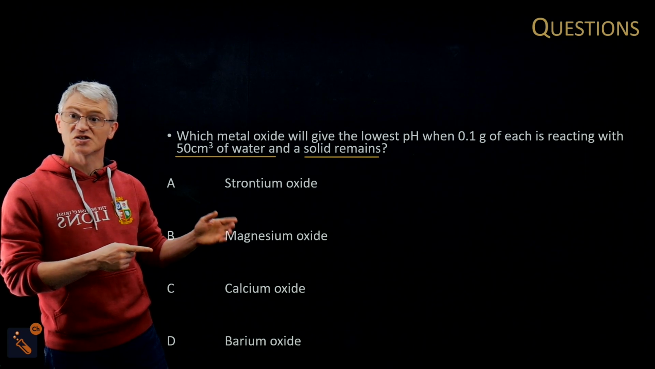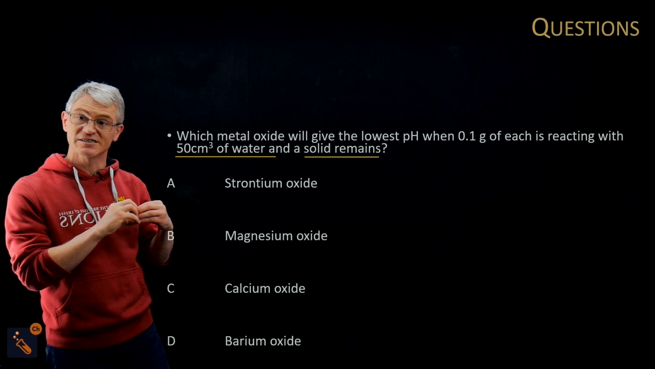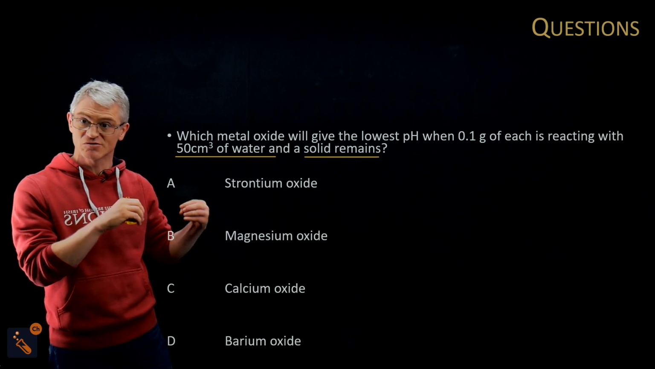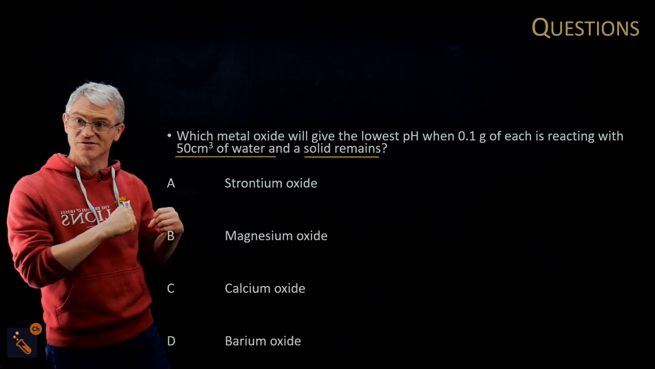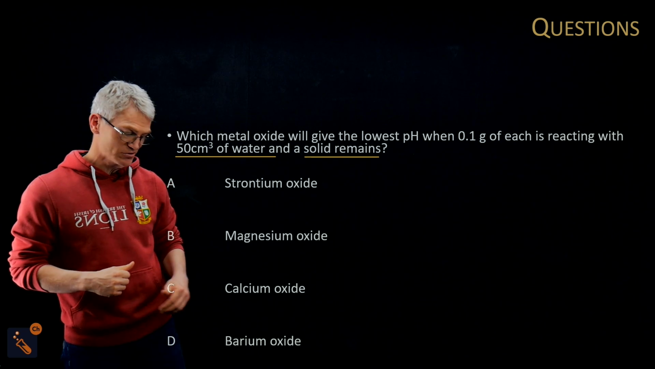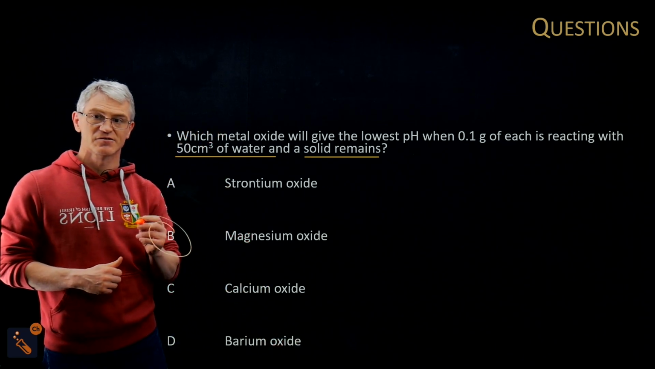This has the smallest radius, which means its bond is stronger, which means it stays together, which means it doesn't dissociate. So when that reacts with water and makes magnesium hydroxide, they stay close together, they don't dissociate, which means it's less alkaline. If it's less alkaline, it's going to have the lowest pH. So the answer for this one is B.